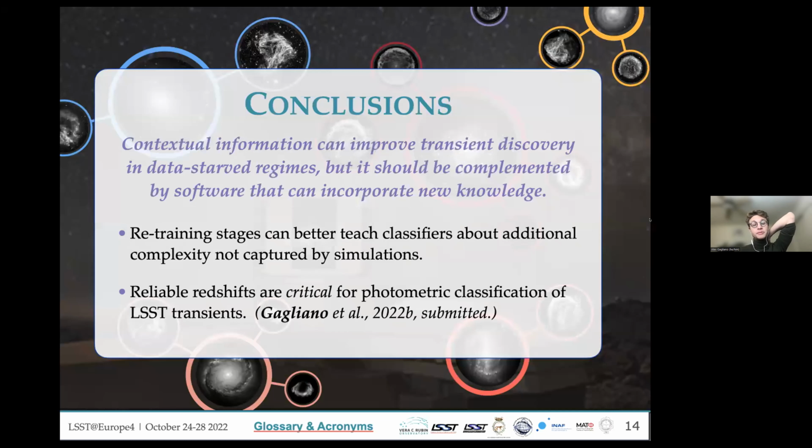So here's my final conclusion slide. I would say that contextual information can improve transient discovery when you don't have a lot of information from the explosion itself, but you would hope that the system that you construct could adapt to new knowledge that you don't expect. And thank you all for your attention.